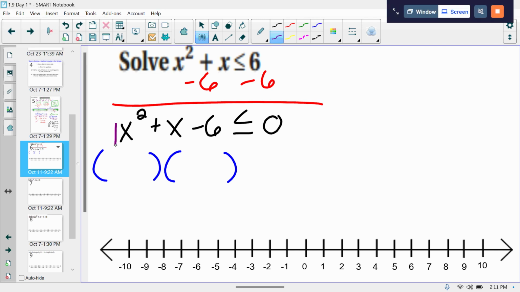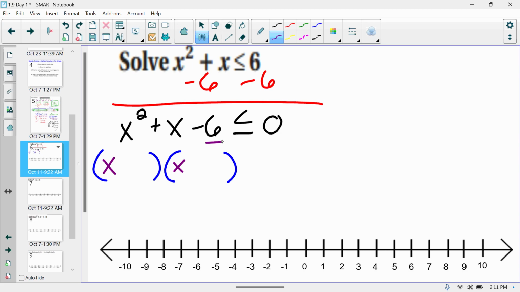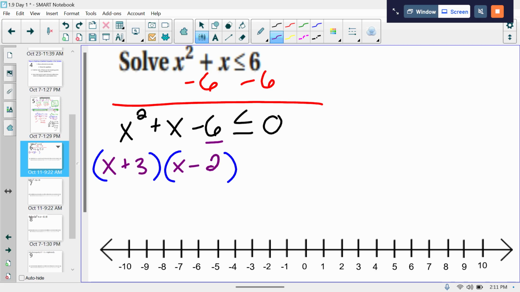So again, when this is a 1, it's always just going to be x times x. Jump ahead and think about the last terms. What are the ways to get negative 6? Maybe it's 1 times negative 6. Maybe vice versa. Maybe it's positive 3 and negative 2. That is what it is. Okay, I'm not going to show it again. If you FOIL this out, it's right. It equals this, okay?